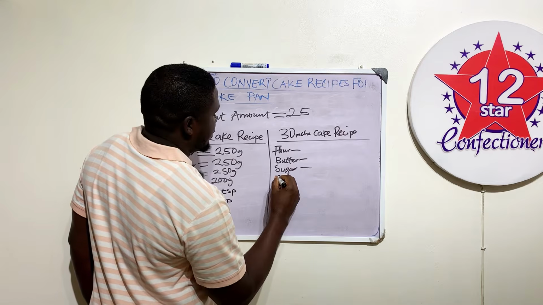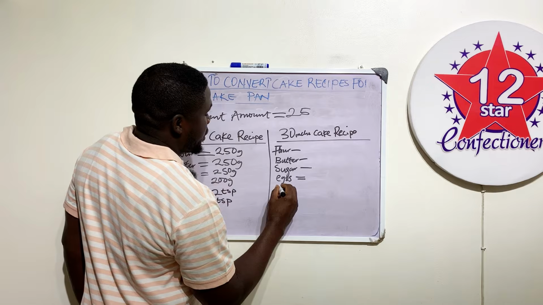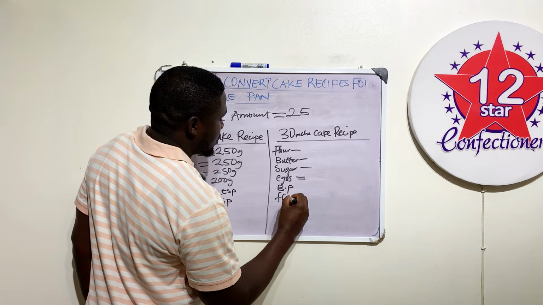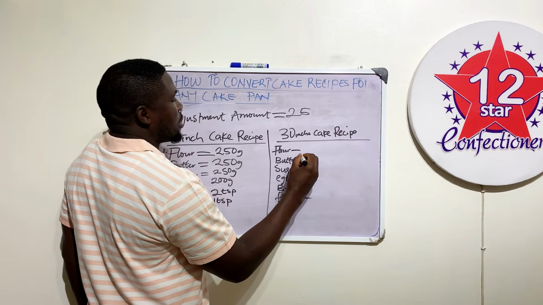I have eggs. Okay. I have baking powder, and flavor. Are you seeing the board? Yes, I've seen it. Okay.